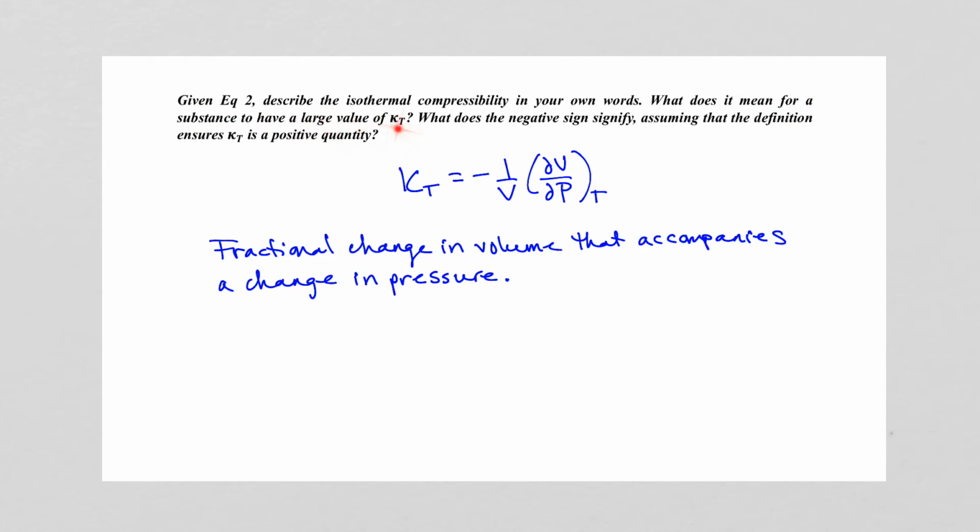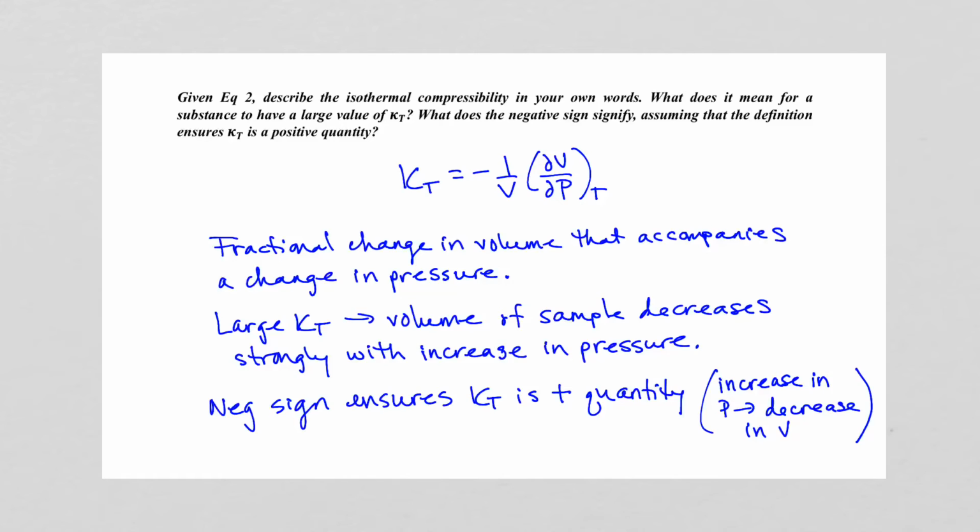All right, the other thing that we want to think about here is what does it mean for a substance to have a large value of kappa T? Okay, well, in that case, a large kappa T is just saying that we have a sample where the volume will decrease significantly with pressure. Okay, so remember we have a negative sign here. Okay, so essentially that negative sign is ensuring that we have a decrease in volume with an increase in pressure.